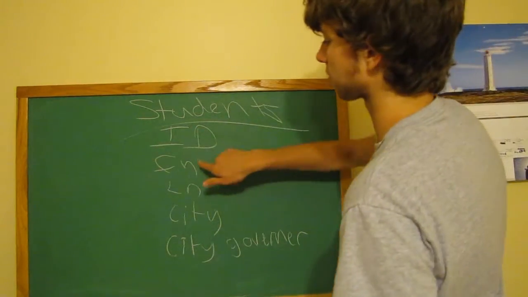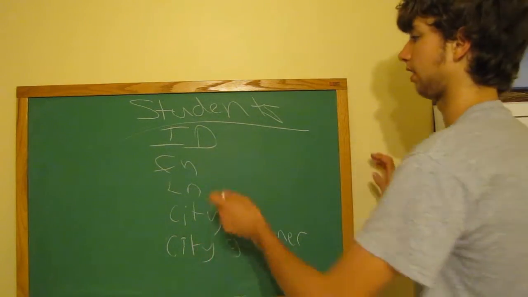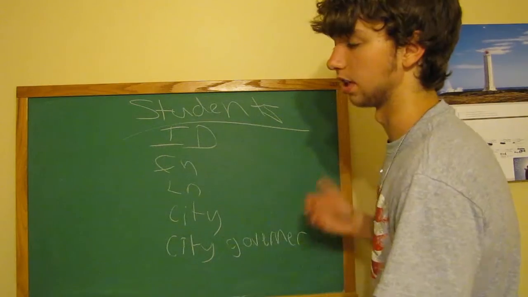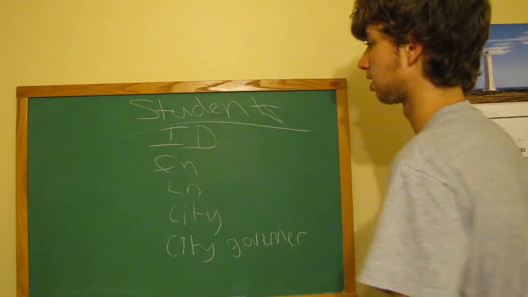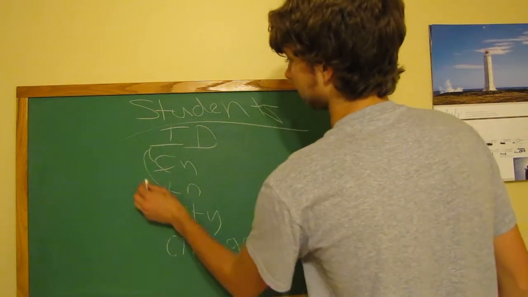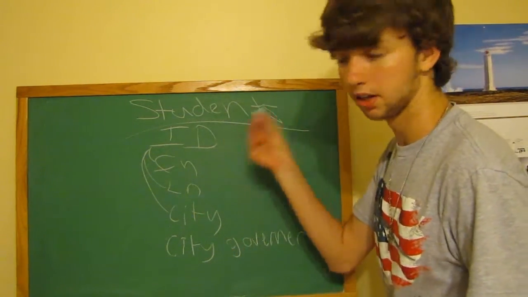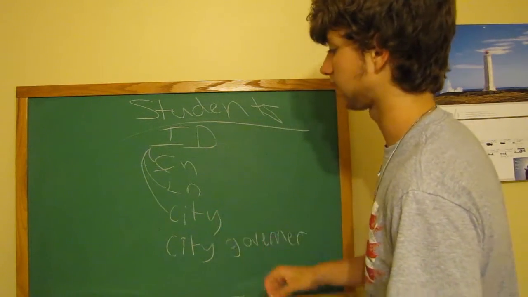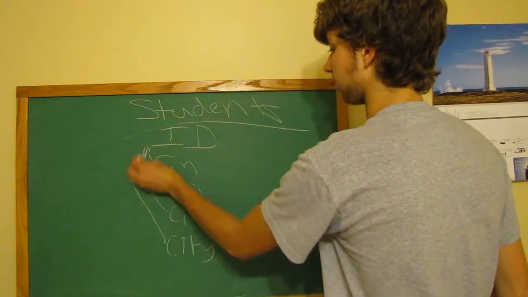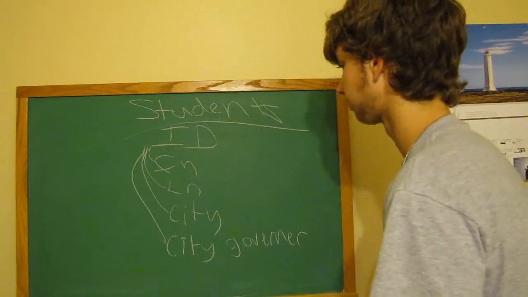Student ID, first name, last name, city, city governor. Now you look at this. If the ID changes, so would the first name because it goes to a different person, unless they both have the same first name, of course. So this relies on the ID, last name relies on the ID. The city also relies on the ID because every person that has an ID should live in a city. And then the city governor, obviously if you change the ID, so would the city governor, unless they lived in the same city as somebody else.